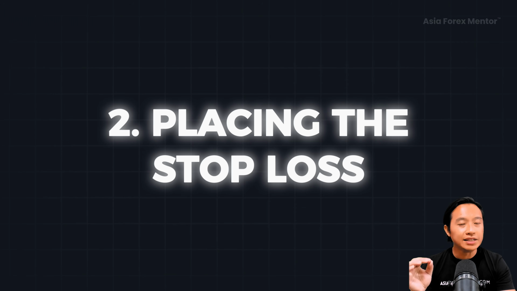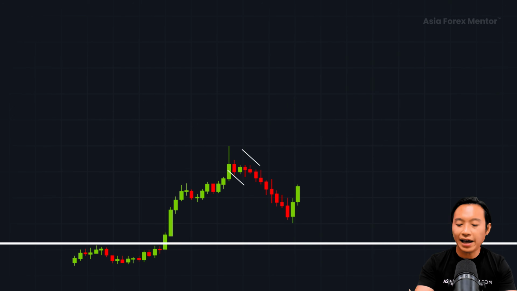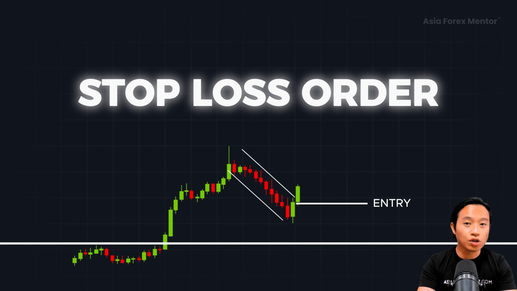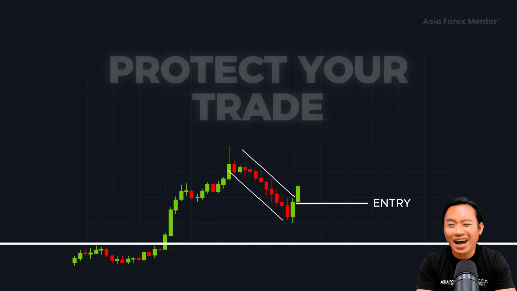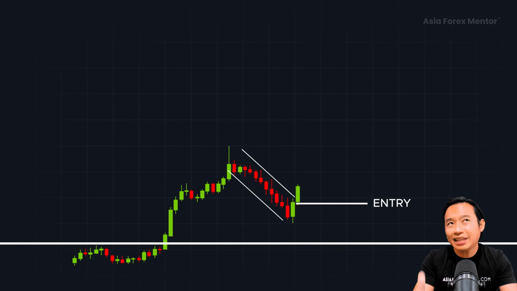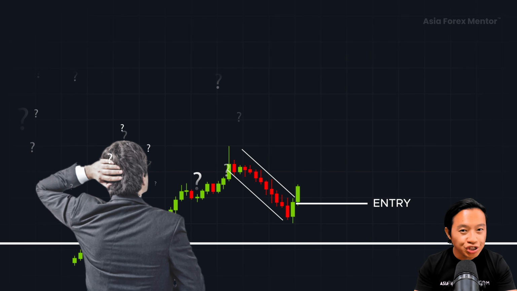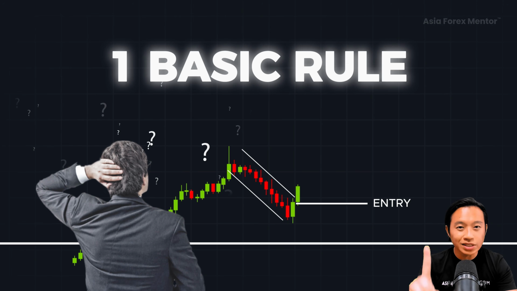This will ensure you a more reliable entry into the trade itself. Number 2, placing a stop loss. Once you have entered your flag trade, it is important to set up your stop loss order, right? This will allow you to protect your trade from any sudden or unexpected price movement, because nothing is guaranteed. When deciding where to position your stop loss for this type of trade, there's one basic rule that you should always consider.